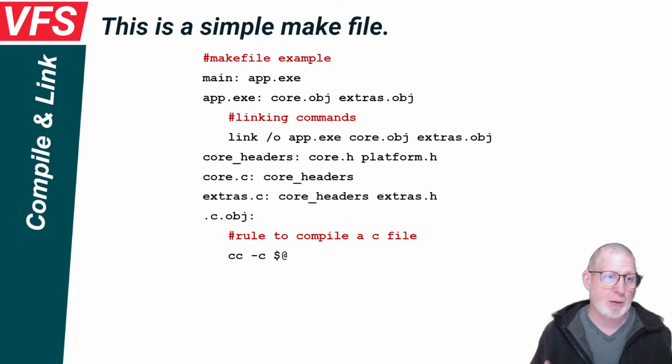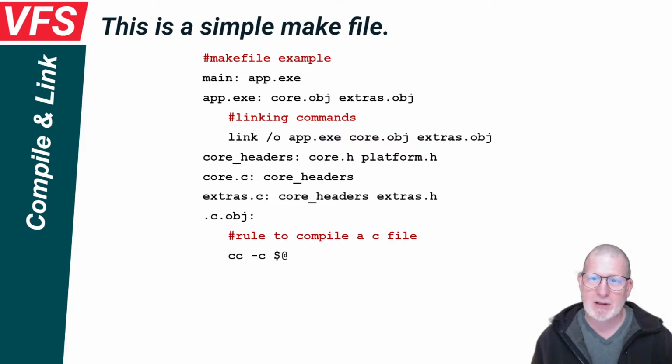And if you look at the slides, you'll be able to see that it tells you the recipe for how to build application.exe on a Windows machine. And it's based on dependencies. In order to make main, you need app.exe. Oh wait, I don't have app.exe. How do I build that? Well, I need core.obj and extras.obj. And if I have those two things, then I can run the linker with the output of app.exe using core and extras. Now, core headers is another target we can build. Core.c, another target that depends on core headers. Extras.c requires core headers and extras.h.